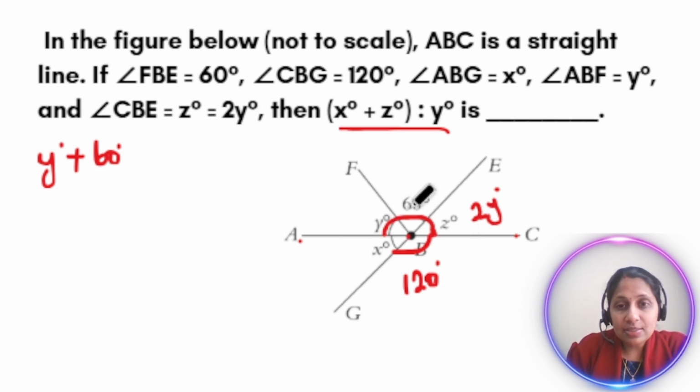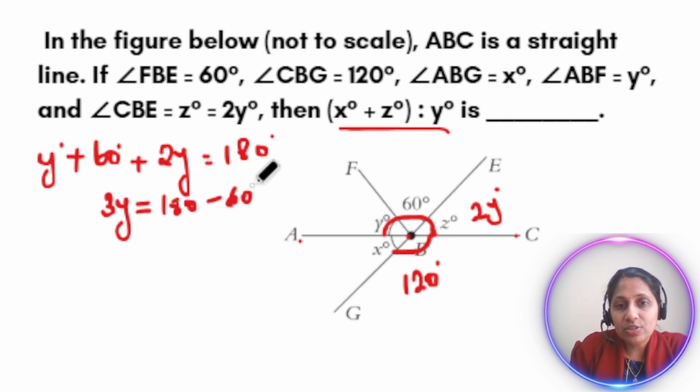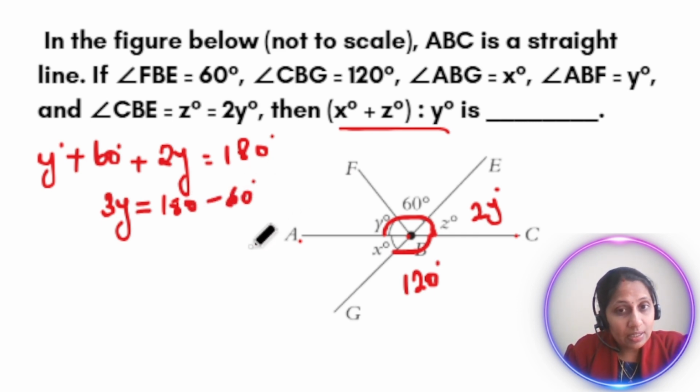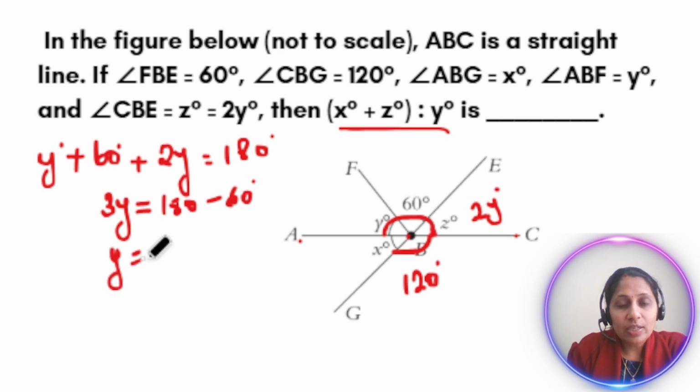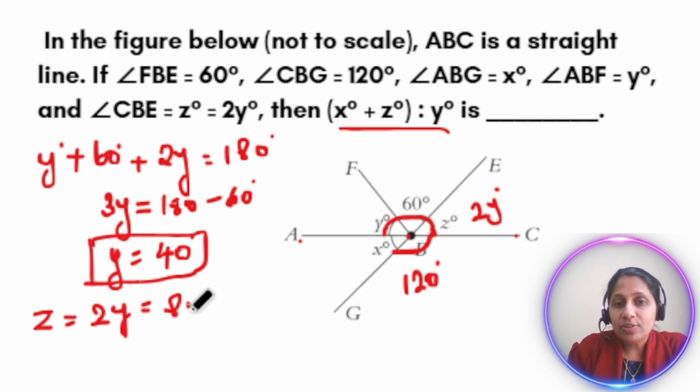So Y plus 60 degrees plus 2Y, which is your Z, will be equal to 180 degrees. Add the like terms: 3Y equals 180 minus 60, which is 120. Now 3Y is 120, so Y should be equal to 40 degrees. We got our Y. Then Z, we are given the information, is 2Y. So Z should be equal to 80 degrees. So Z is also found.